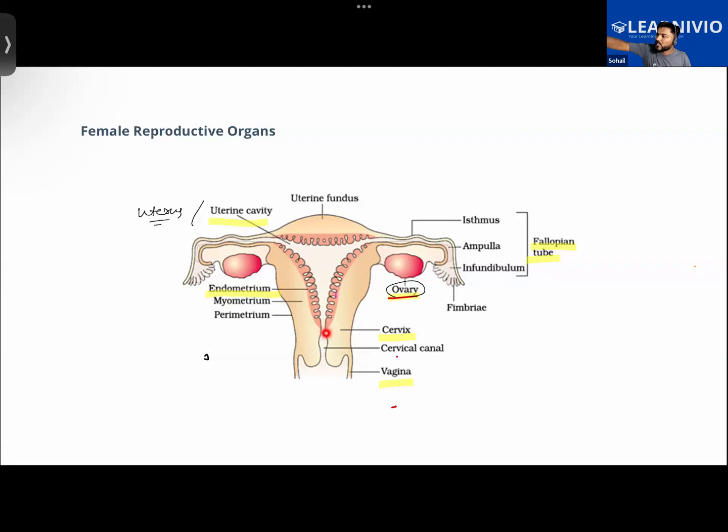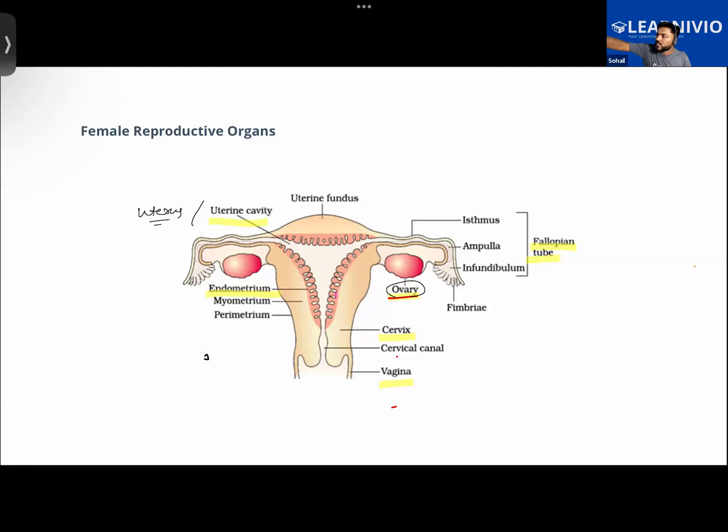Also, it will be playing many roles in the reproductive cycle. For example, during menstruation, while we will be learning about menstruation in detail, you will get to know that the cervix will slightly open in order to allow the blood and the dead ovum to flow through it in case fertilization does not take place. Getting it, everyone?